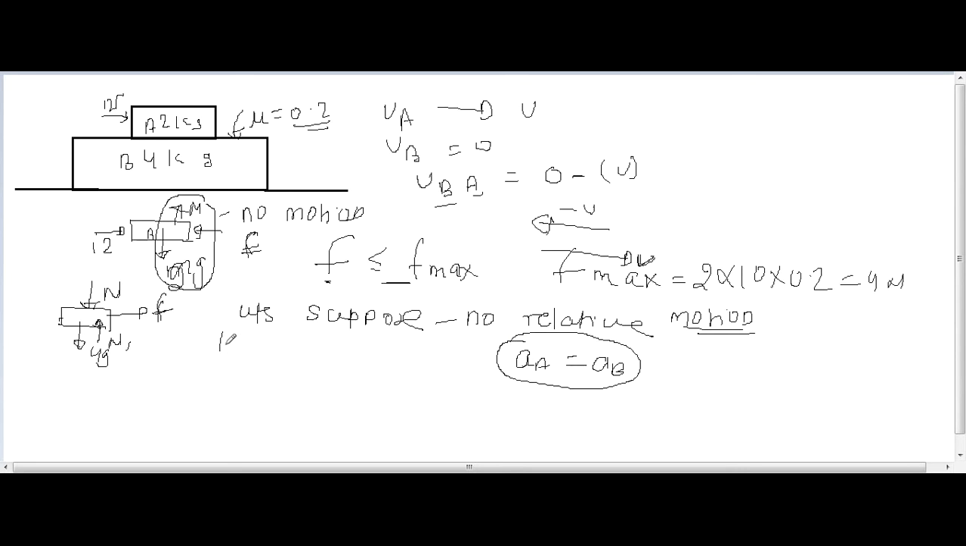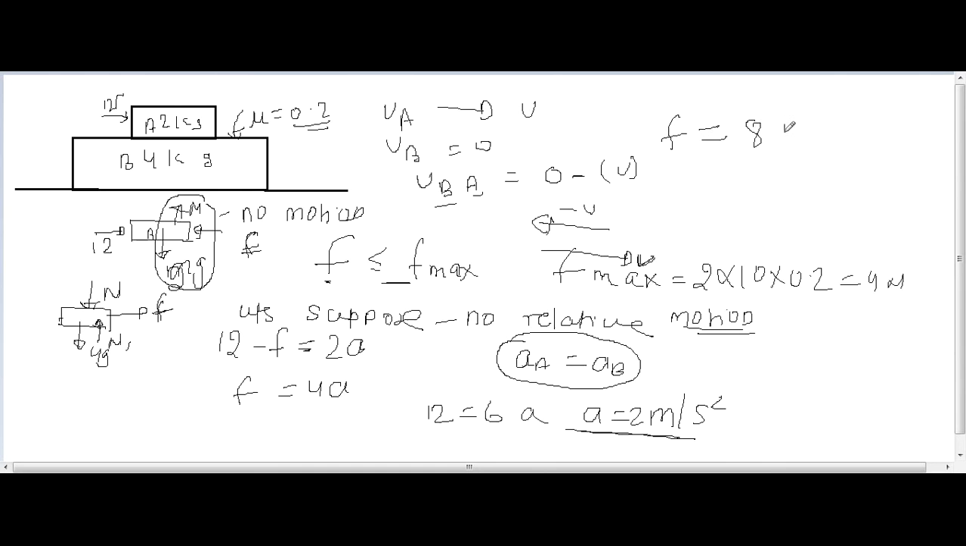So what can I write? 12 minus F is equal to 2A, and F is equal to 4A, because the acceleration of both is the same. If I add, I get 12 is equal to 6A. So what is A? A is equal to 2 meter per second square. So what is F? F automatically becomes 8 Newton.